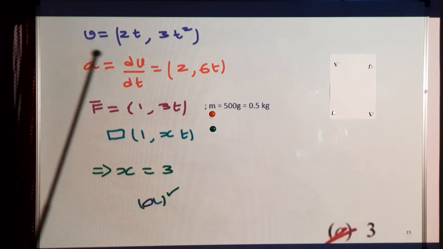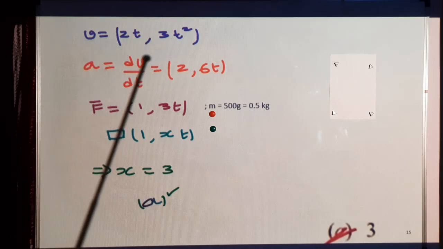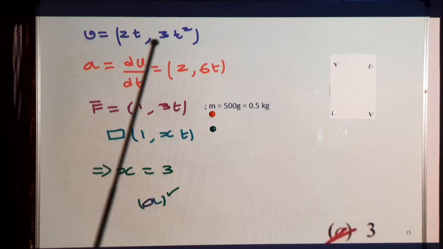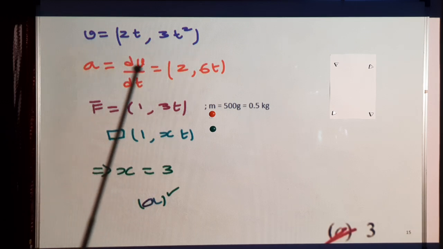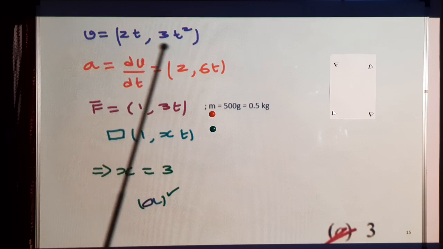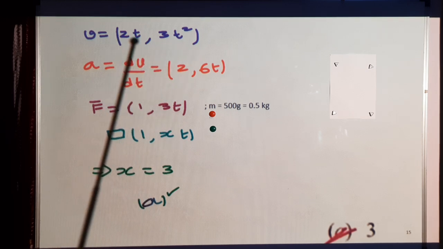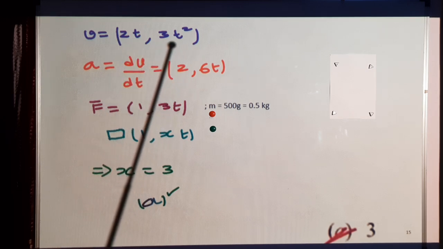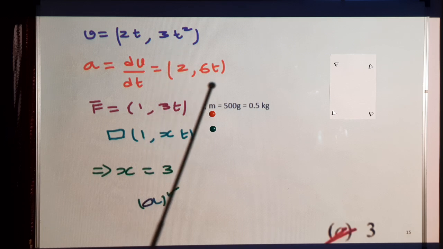So velocity is a function of time. It's given as 2t i cap plus 3t square j cap. Instead of writing i cap and j cap, I can write like this. Acceleration is dv by dt. So I have to differentiate with respect to time, term by term. So this i cap term will become 2. This j cap term will become 60.